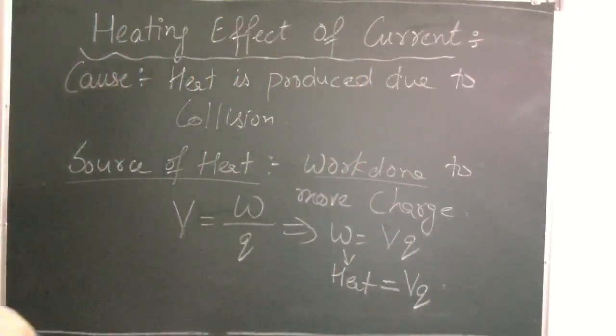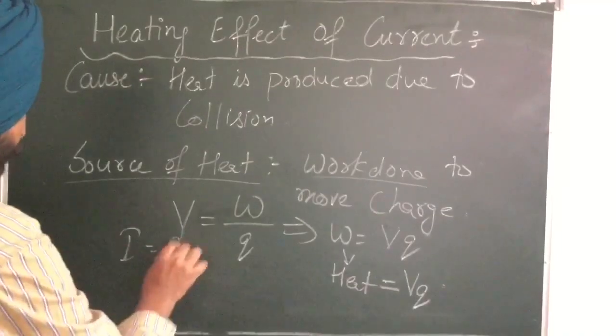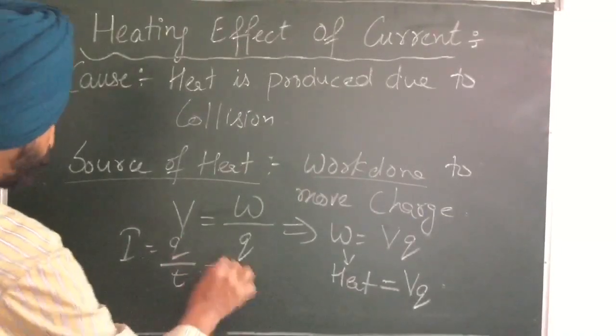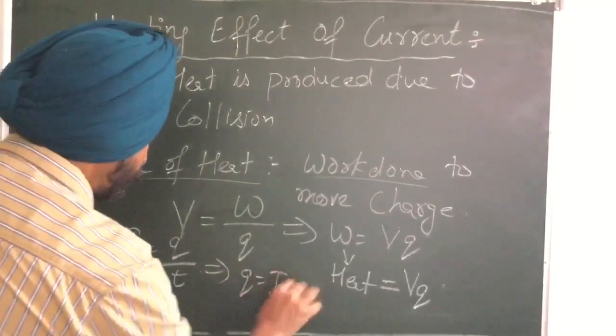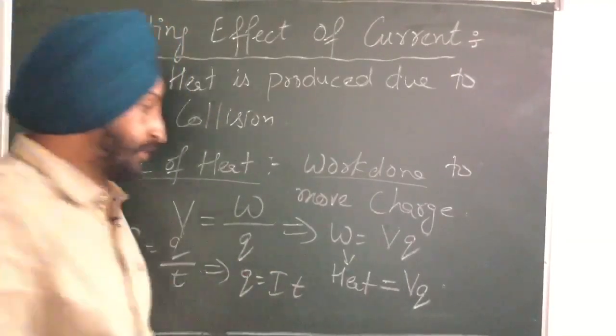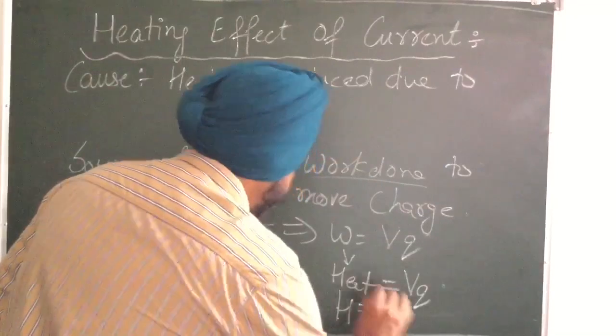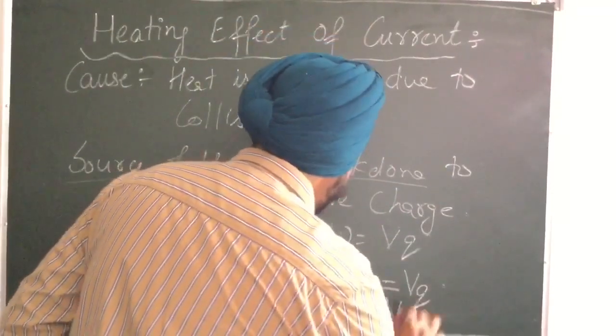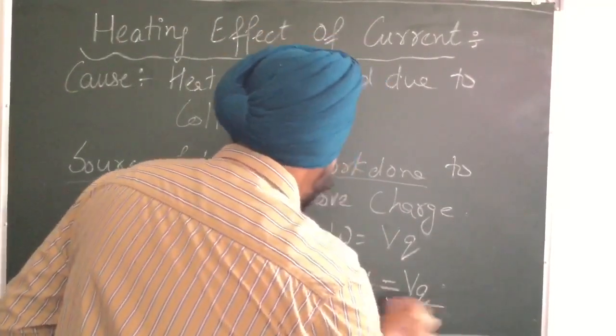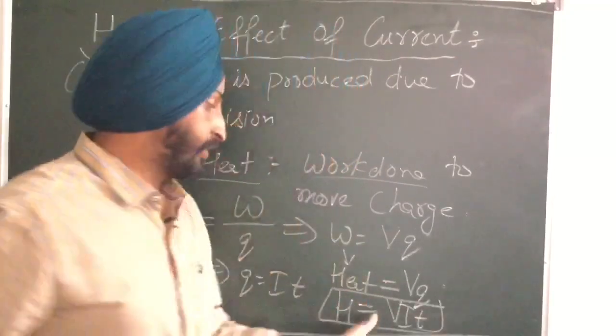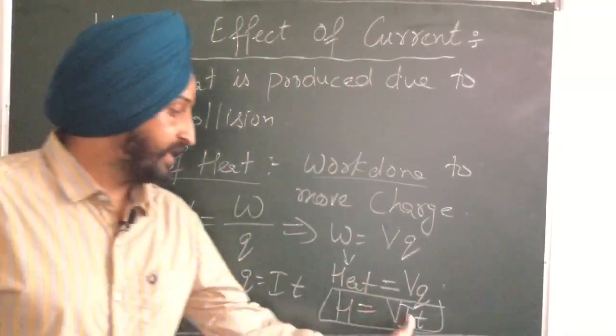Now further I know that current is flow of charge per unit time. So from here I can write charge is equal to product of current and time. So I can also write heat is equal to VIT. So this is the formula for heat produced. Heat is equal to VI into T.